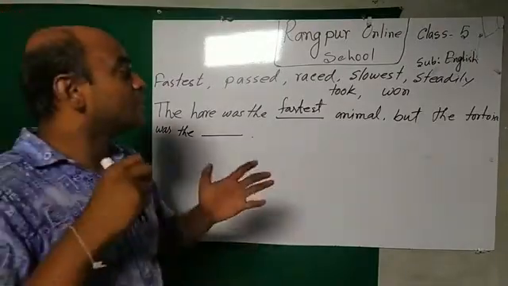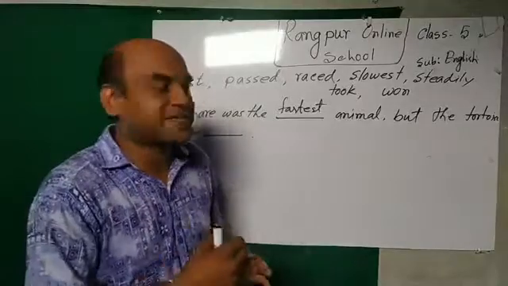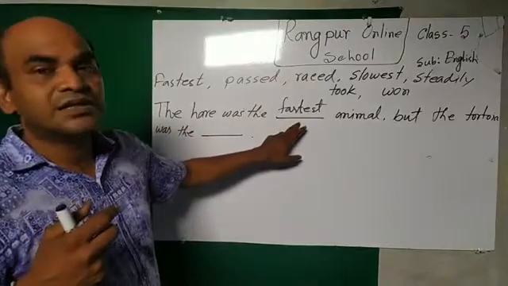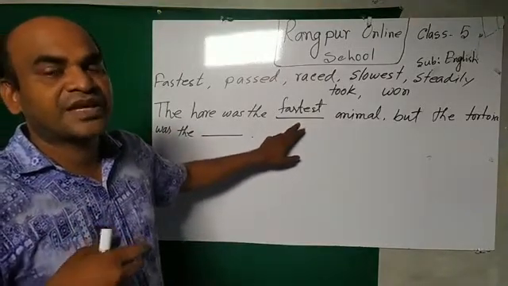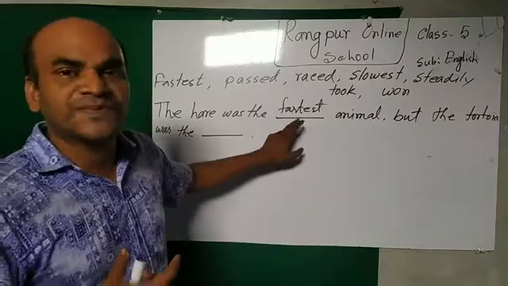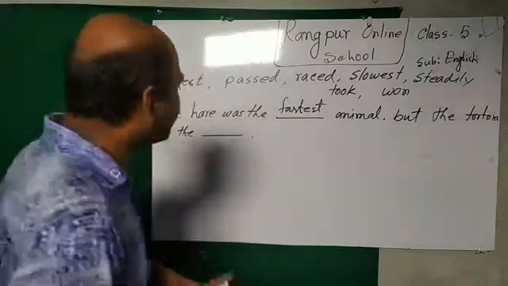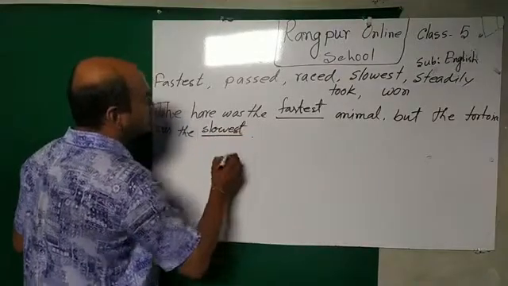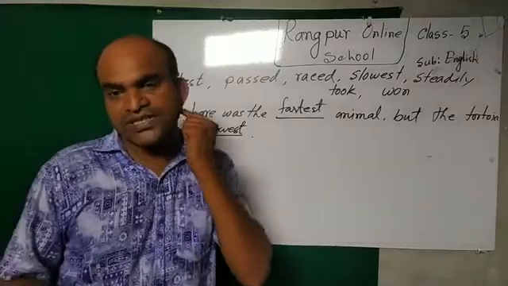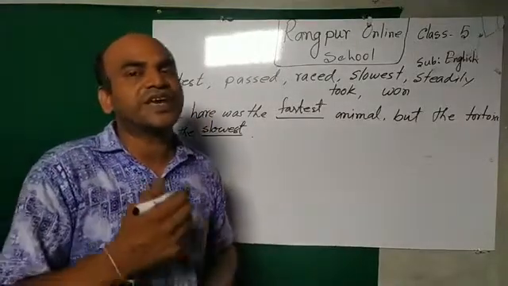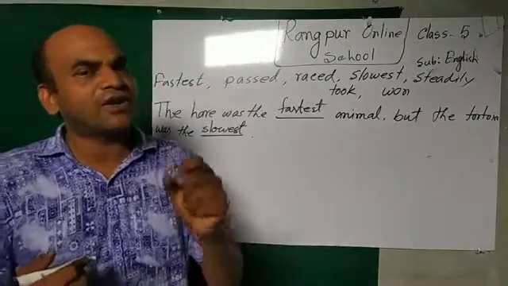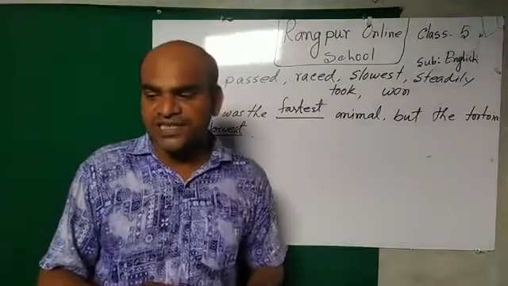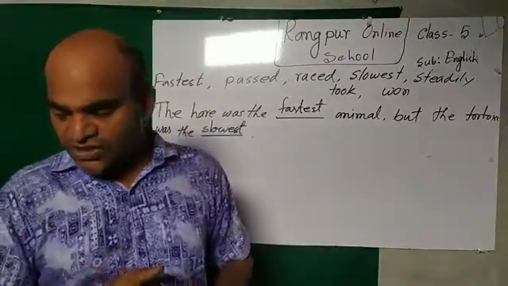When you are going to fill in the blank in this type of sentence with a word like but, it may come with a difference between these. The opposite word of fastest is slowest. Slowest animal. The tortoise was, we know about that. For the story of the hare and the tortoise, the hare was the fastest animal, but the tortoise was the slowest animal.